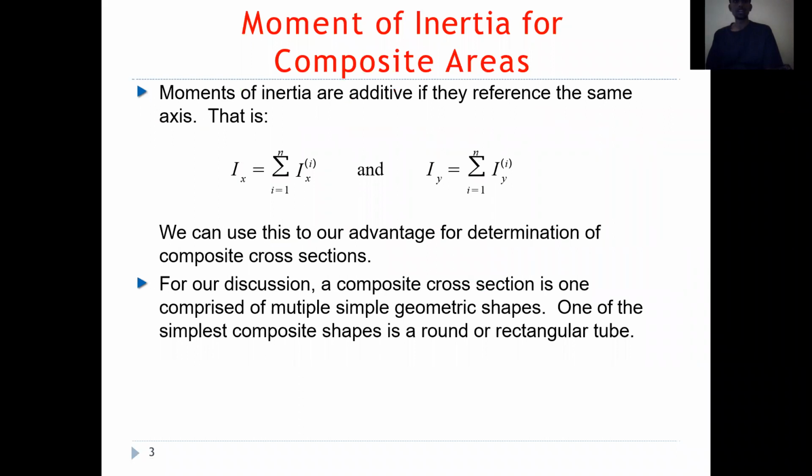Today I am going to discuss area moment of inertia. Moments of inertia are additive if they reference the same axis. We can use this to our advantage for determination of composite cross sections.